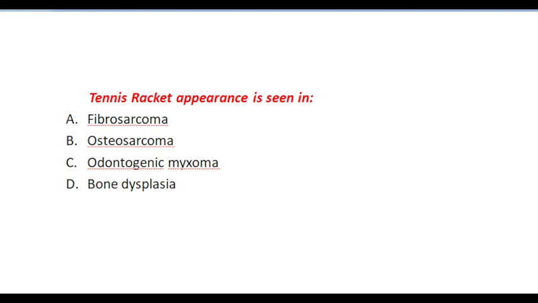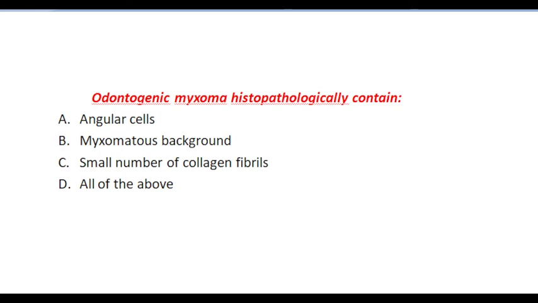Tennis racket appearance is seen in: option number C is correct. Tennis racket appearance is seen in odontogenic myxoma. It is not seen in fibrosarcoma, osteosarcoma or bony dysplasia. Question number 3, odontogenic myxoma histopathologically contains angular cells, myxomatous cells, a small number of collagen fibrils, or all of the above. All of the above is the correct option.